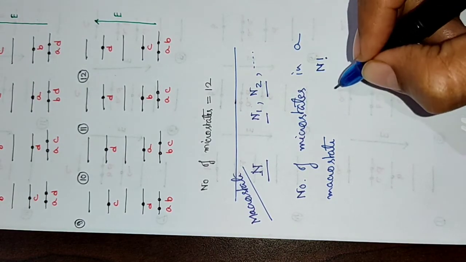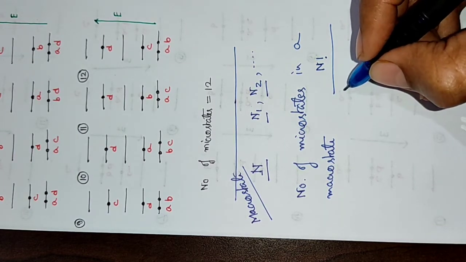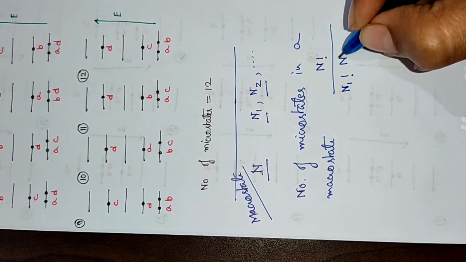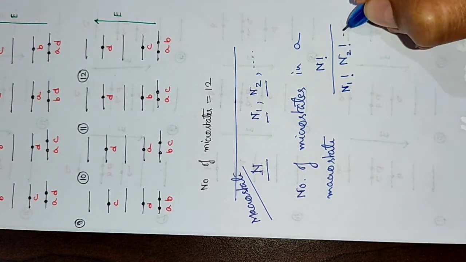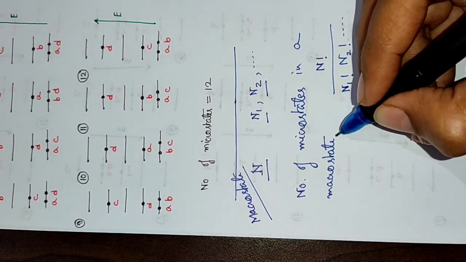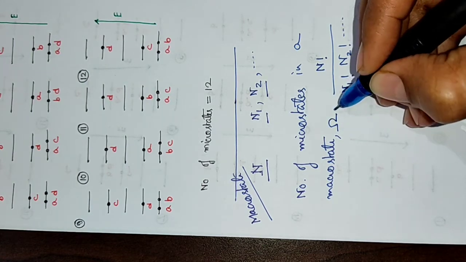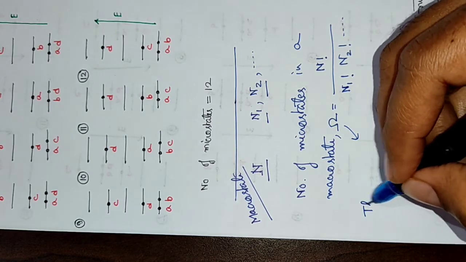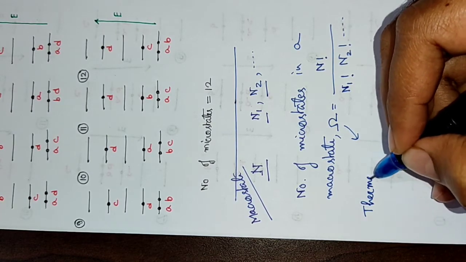n factorial by n1 factorial, n2 factorial, and so on. And it is represented by the sign omega, and it is termed as the thermodynamic probability. Very important term.